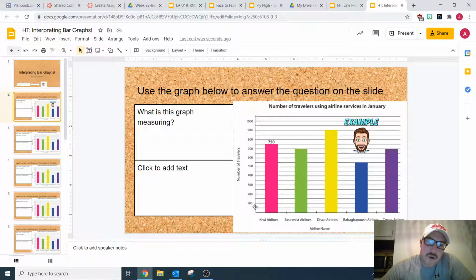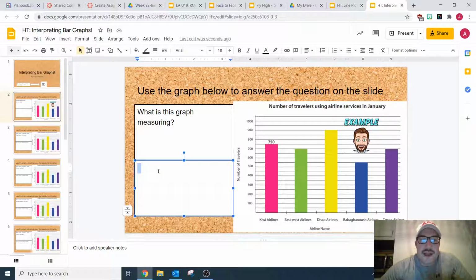And you see every 2 marks is a number: 100, 200, 300, 400. So since this mark is 100, right in between 100 and the bottom would be 50. So each one goes up by 50. And then here at the top it says number of travelers using airline services in January. So what is this graph measuring?